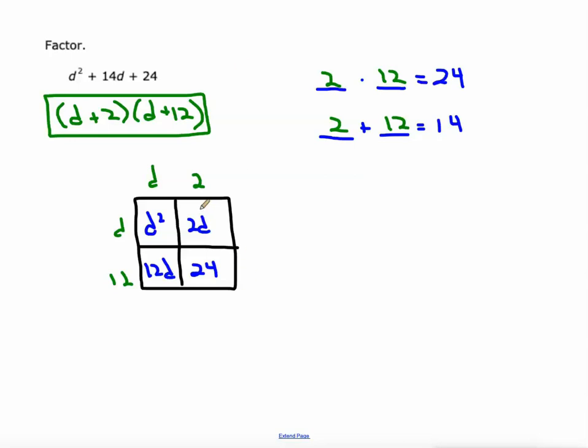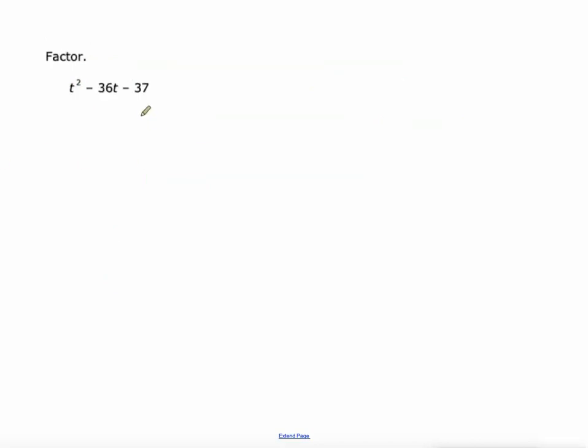The thing to keep in mind here too is that the 12d and the 2d add up to 14d. Then the d squared and the 24, we have those already. d squared and 24.